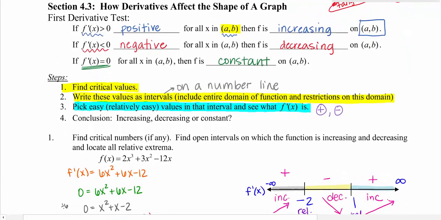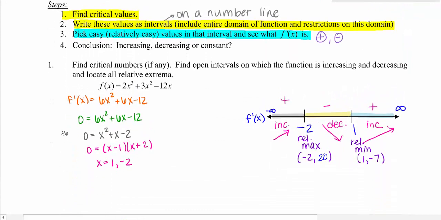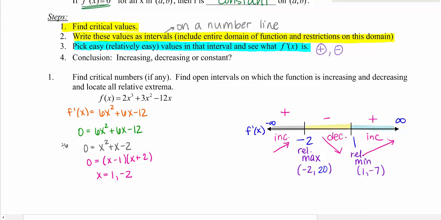So let's look at one. This one has been completed for you just so you can see what a polynomial would look like, so I can talk about it right now. Find critical numbers first, then find the open intervals on which the function is increasing and decreasing, and locate all relative extrema. So the function that I was given was 2x cubed plus 3x squared minus 12x.